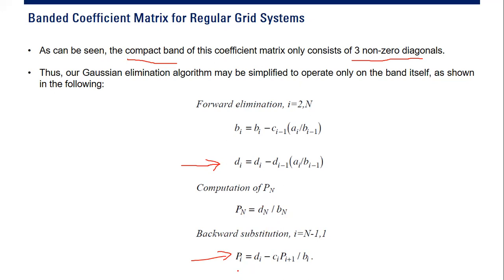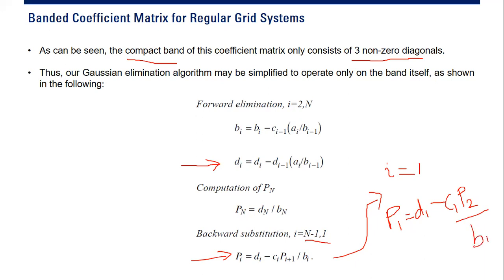Okay, so that's for the one-dimensional system. Using the Gaussian elimination method, you can calculate the pressure, Pi, where i starts from N minus 1 all the way to 1. Pi equals Di minus Ci times Pi plus 1, divided by Bi. So it's like this. For i equals 1, the pressure at 1 is D at 1 minus C at 1 multiplied by pressure at 2, divided by B1. And for i equals N, to calculate the pressure, you get this one. So it depends on what N is.